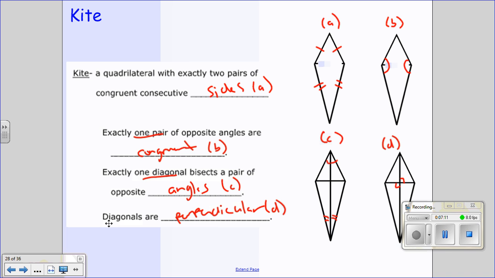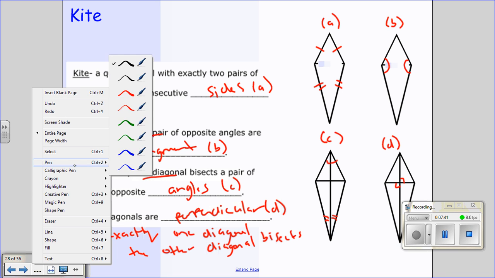Last but not least, I'm going to mention exactly one diagonal bisects the other diagonal. And I'll demonstrate that.